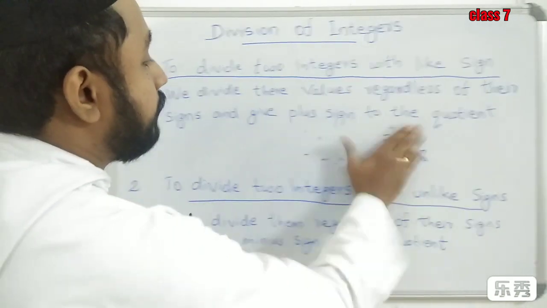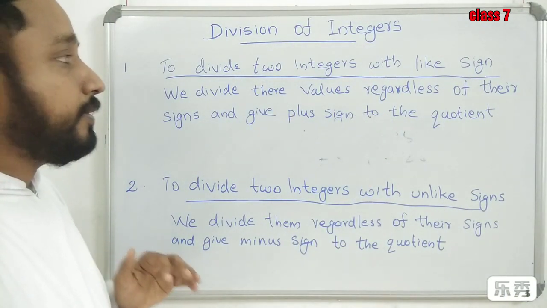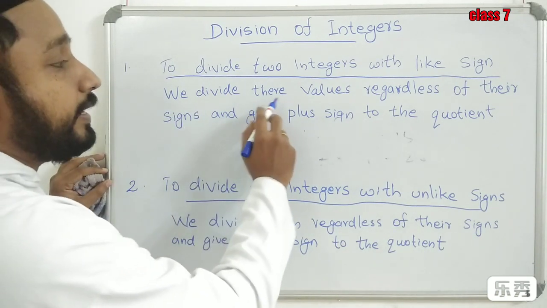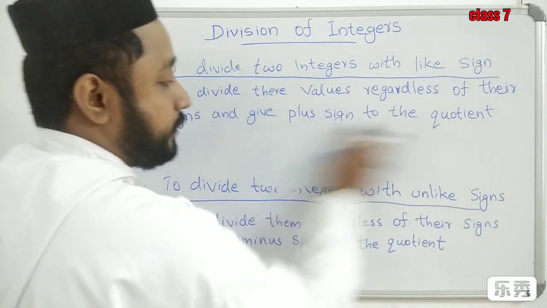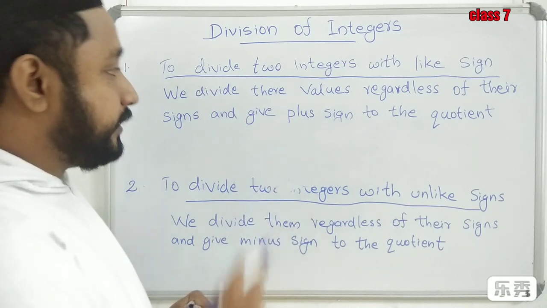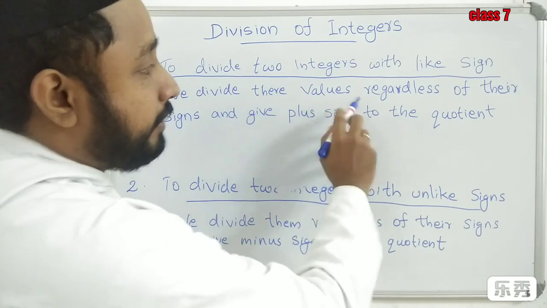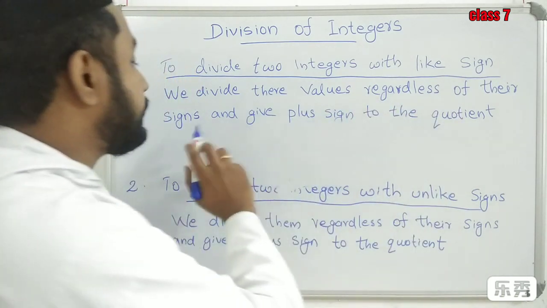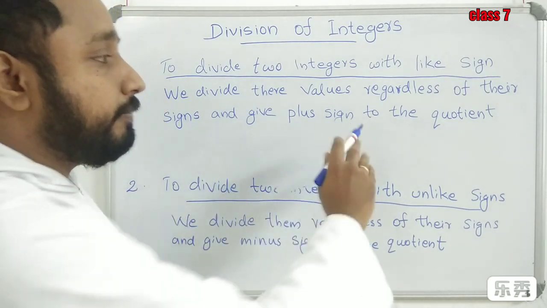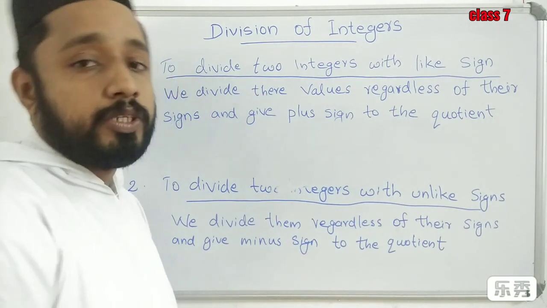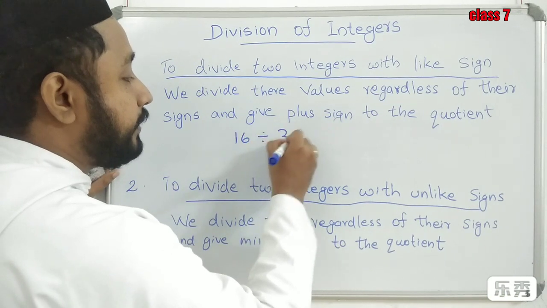What is the first rule? The first rule is to divide two integers with like signs. The rule is that we divide their values regardless of their signs and give a plus sign to the quotient. When we divide two integers, we have to divide them as whole numbers, which means values regardless of their signs. We are not looking at the sign, we just see them as whole numbers and divide, then give a plus sign to the quotient.